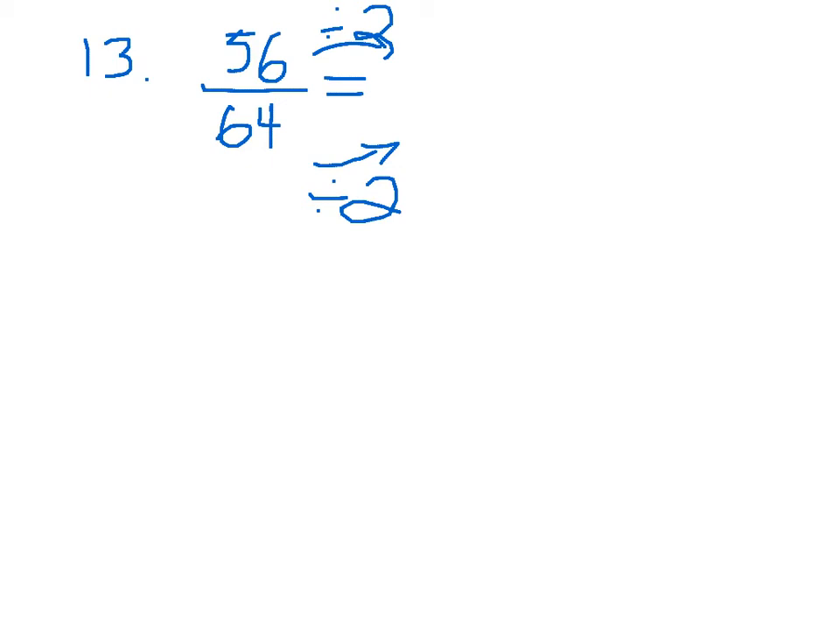56 divided by 2, well, let's see, 50 divided by 2 would be 25, 6 divided by 2 is 3, 25 and 3, that must be 28. Alright, 64 divided by 2, that is 32. All right, now up. These are both still even. So again, I will divide by 2.